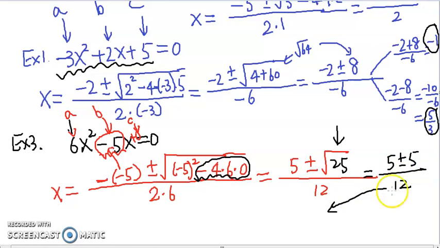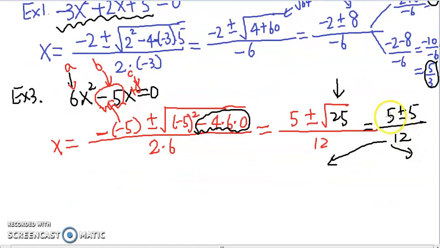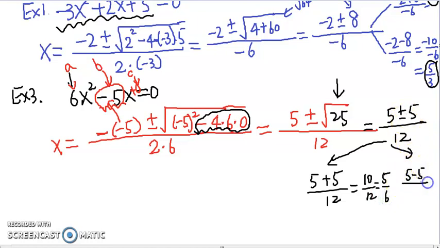Again, this can be simplified further because they're both whole numbers, integers. So we can do two cases: 5 plus 5 divided by 12, which gives us 10 over 12, and that can be simplified to 5/6. So that would be the first answer for x, 5/6. And the other case, x equals 5 minus 5 divided by 12.